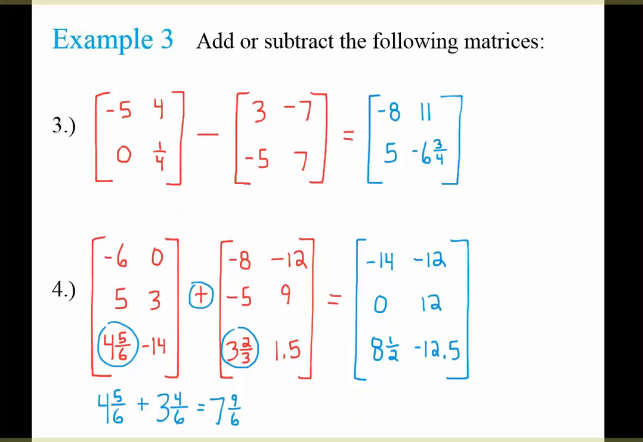You do have to take this 9/6, it's an improper fraction, and convert it to a mixed number. So how many times does 6 go into 9? 1 with 3 left over. And that 1 whole I'm going to add to the 7. So that 1 adds to the 7 to become an 8, and I have 3 left over. So that's 8 3/6, which reduces to 8 1/2. Hopefully you remember that from 5th and 6th grade.